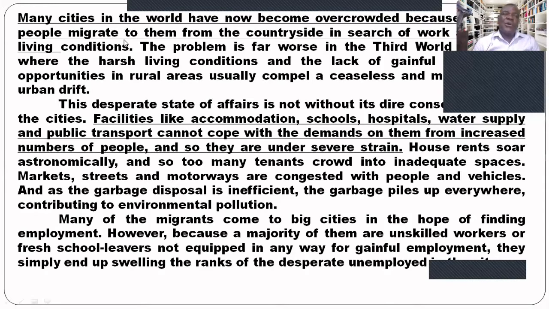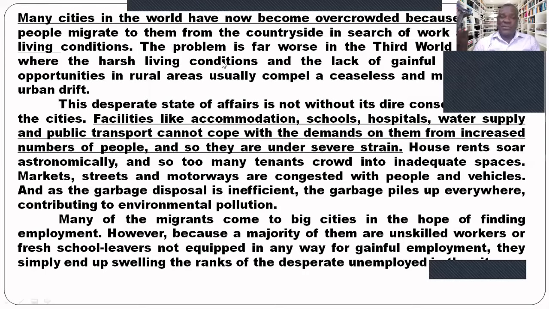And because we already know what we are looking for, once we spot it, we underline it or extract it. Already this has been underlined here in paragraph 1. Many cities in the world have now become overcrowded because every day people migrate to them from the countryside in search of work and better living conditions. You see, that's one of the negative consequences of rural-urban migration. The cities are overcrowded, so we have taken note of that.